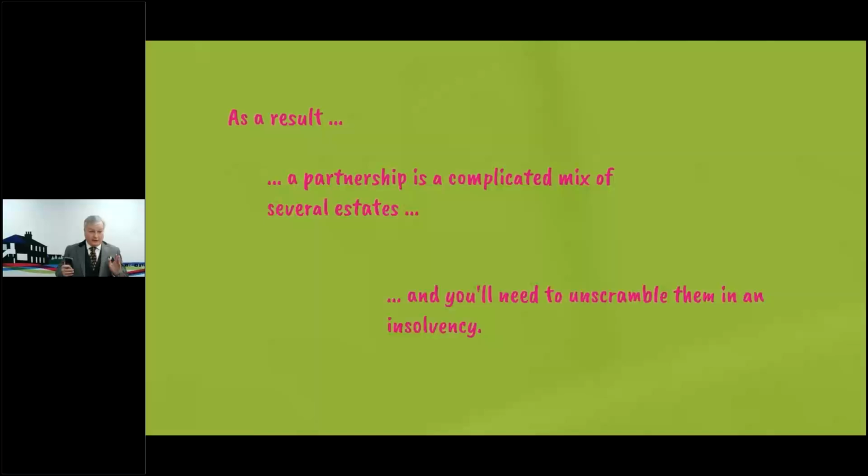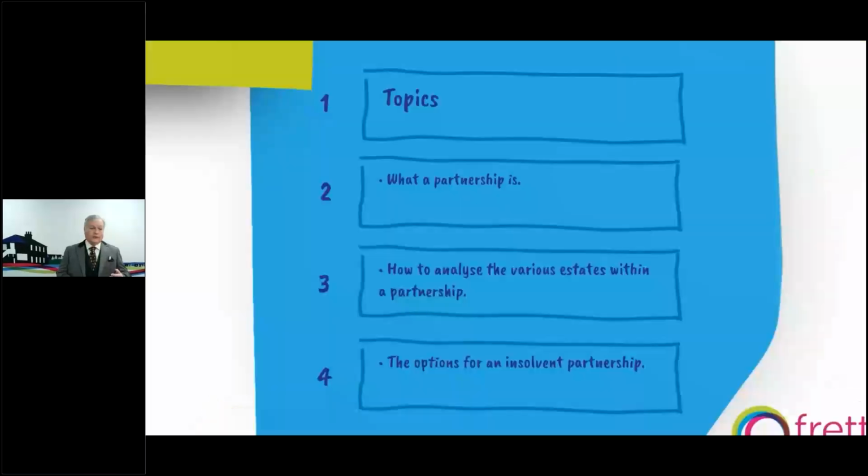So as a result of all of this, because the partnership doesn't have legal capacity, doesn't have its own obligations, doesn't have its own property, a partnership is going to be a complicated mix of several estates, and you're going to need to unscramble them in an insolvency. So that's me having dealt with the first part of what I wanted to talk about, which is what a partnership is. We have to wait for the slides to catch up again, I'm afraid. And I now want to move on to how to analyse the various estates within a partnership, which is the next topic I'm going to be looking at.